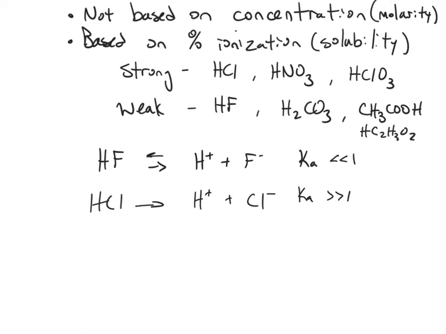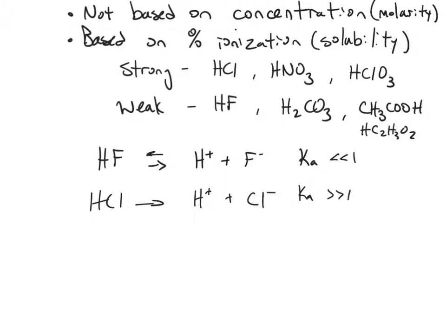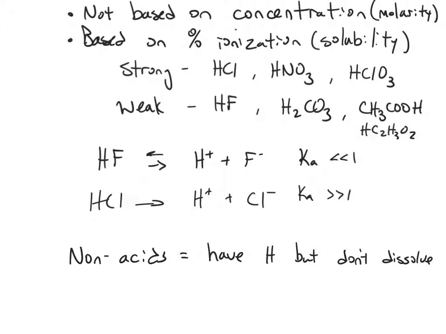I'd also like to point out at this time that there are things that contain hydrogen but are not considered acids at all, and those are what we call the non-acids. And because they don't dissolve, they are not considered to be acidic, because you have to produce H plus in order to be acidic. Some examples of the non-acids are CH4 and even just hydrogen gas. These two compounds are considered to be non-acids.